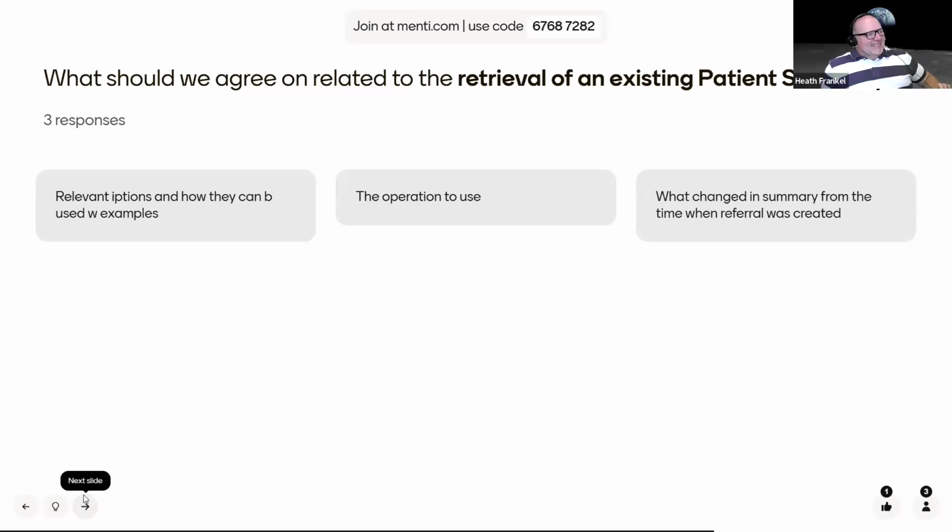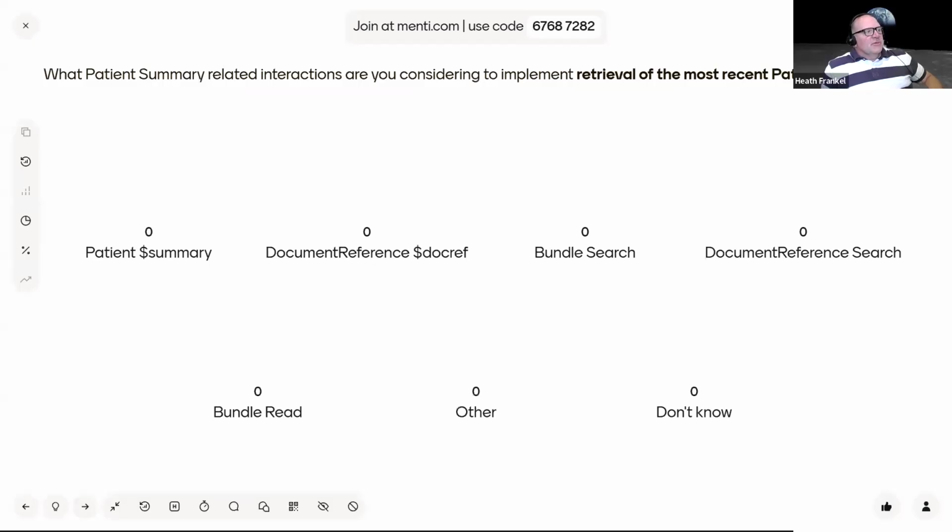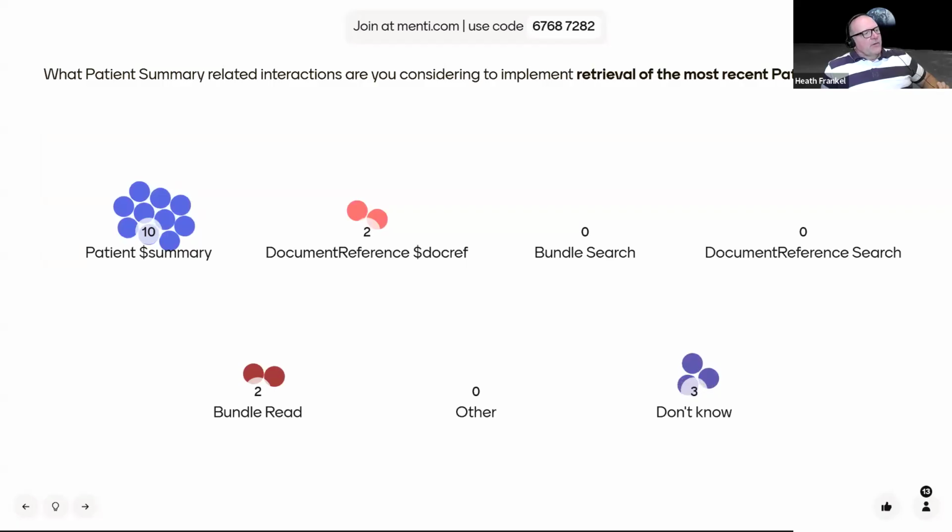All right, we might close that one down now. All right, moving on. Now we're actually talking about retrieving the most recent patient summary. So the dollar summary is heavily favored in this one, which is not surprising, and verifies what we had in Adelaide. Okay, thank you. So I think that's settled.